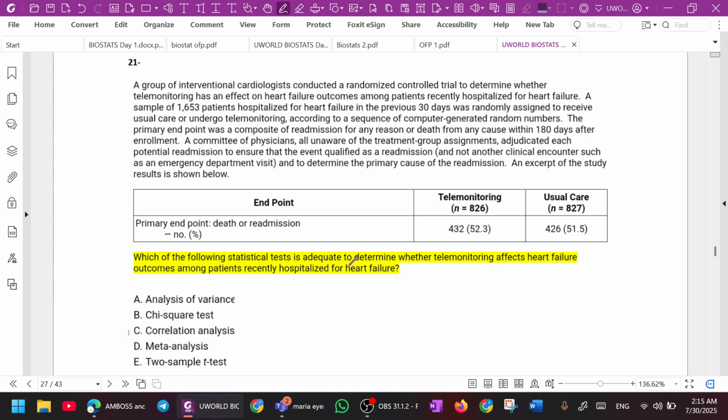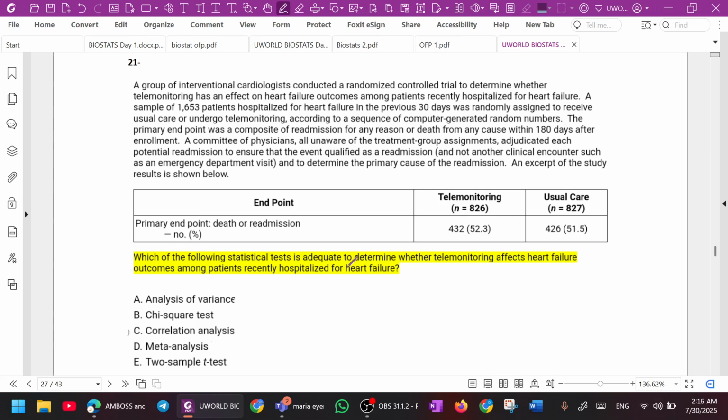Okay. They kind of gave you the table. In the table, they are comparing telemonitoring and usual care versus death or readmission. Oh, exactly. They are already giving you the table to give you the two groups. It is written in such a manner. That's true. So now, what is next? We're trying to find out.